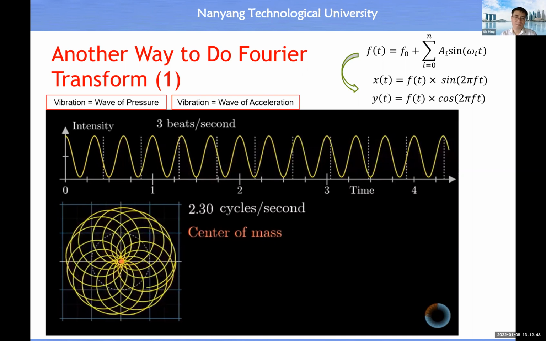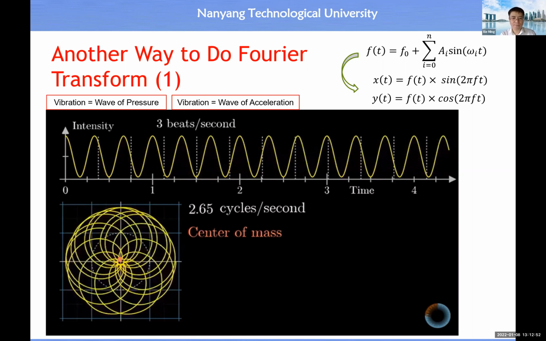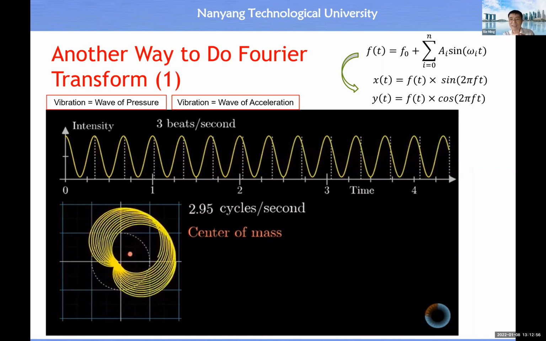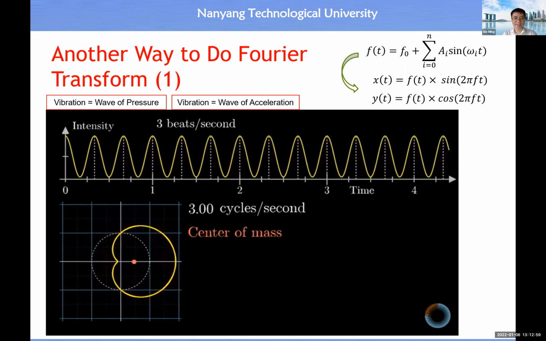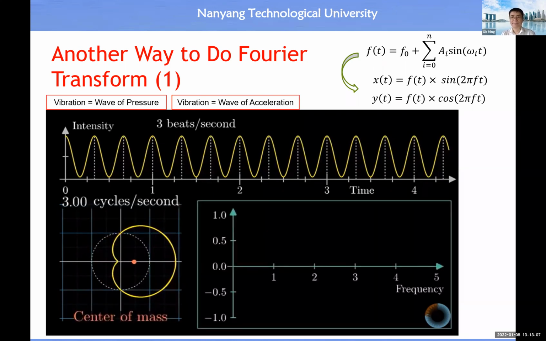But when the winding frequency is the same as the frequency of our signal, in this case, 3 cycles per second, all of the peaks are on the right and all of the valleys are on the left. So the center of mass is unusually far to the right. Here, to capture this, let's draw some kind of plot that keeps track of where that center of mass is for each winding frequency.